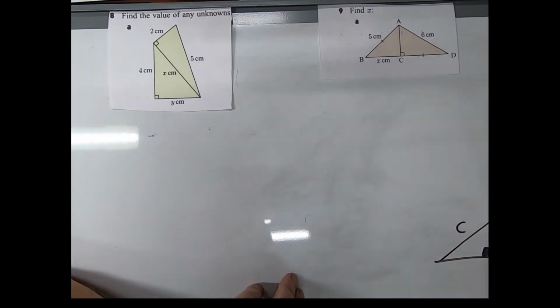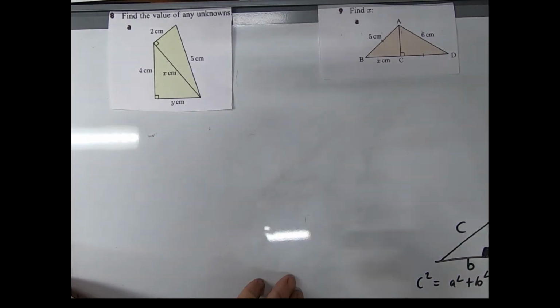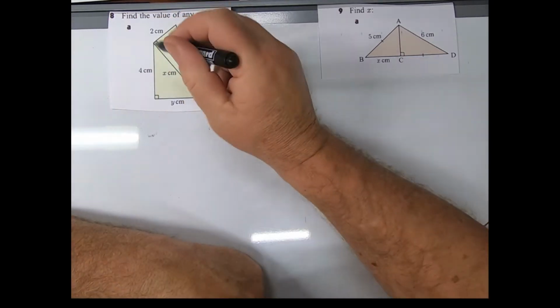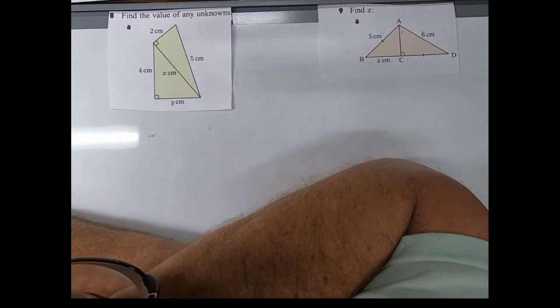C squared equals A squared plus B squared. Bang. There are three pieces that I need to proceed. I guess one of them can be unknown, or I need to have at least two numbers. So the whole trick with this question is, which triangle do I do first?